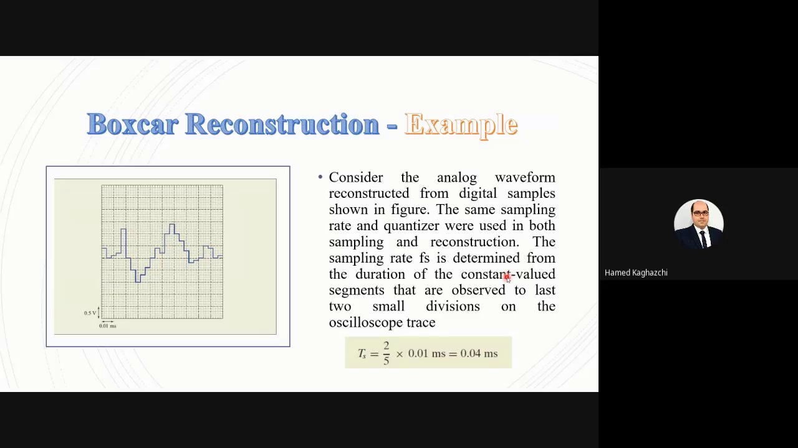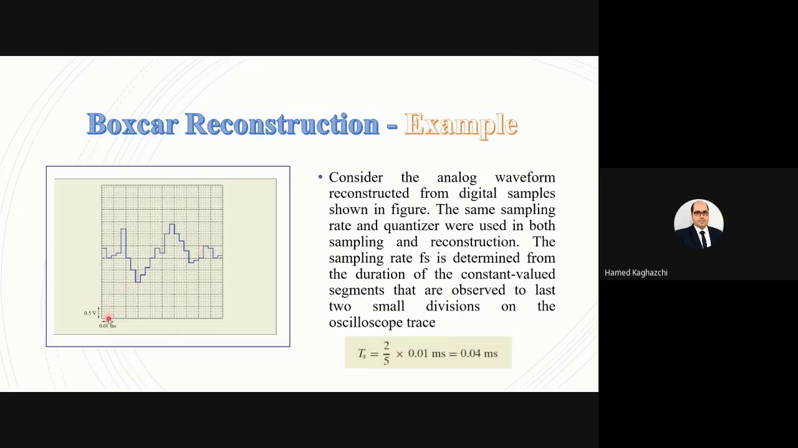Let's look at here. This is an example that we want to convert to the analog signal. This is the section of a signal that is represented in an oscilloscope. An oscilloscope is a device that can represent the waveform of each signal, digital or analog.